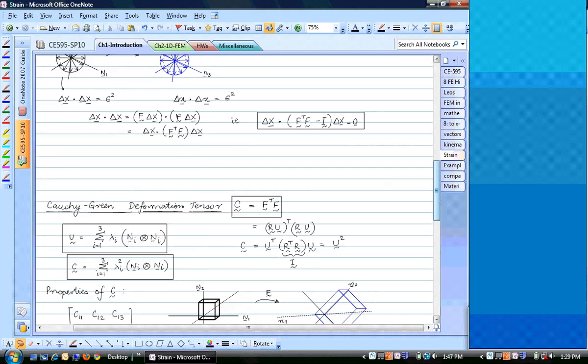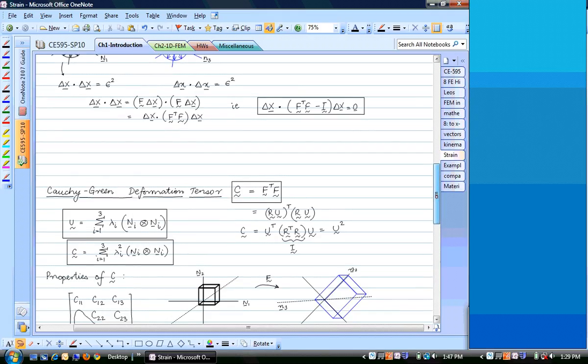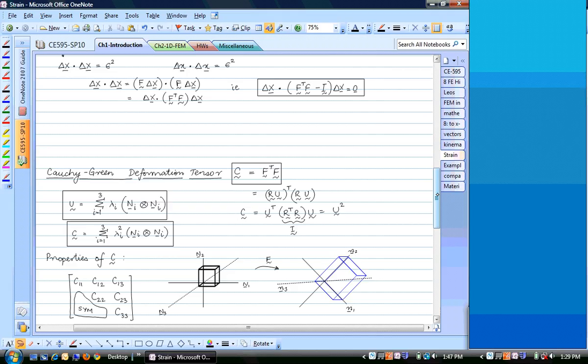Okay, that's better. So we're going to say that this term right here, F transpose F, is equal to C. We are just defining a new quantity. This is also called the Cauchy-Green deformation tensor. Did you guys hear about this last time?